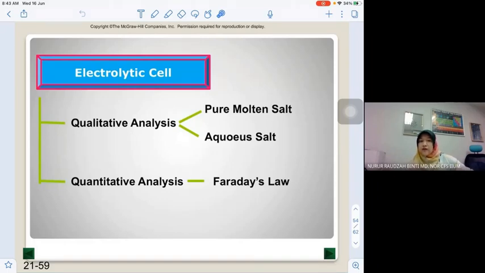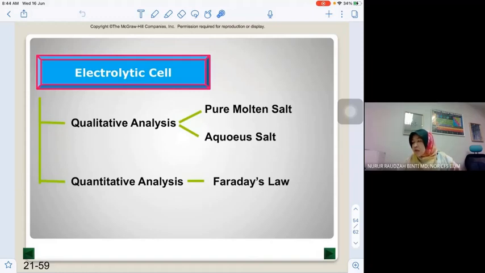And then after the concentration, the third factor that we need to consider when we want to predict the product is the type of electrode that we use. Sometimes we have an active electrode, and sometimes we are using an inert electrode. When we have an active electrode, it means we also need to consider it being involved in our reaction, so that it might lead to a different product as well.